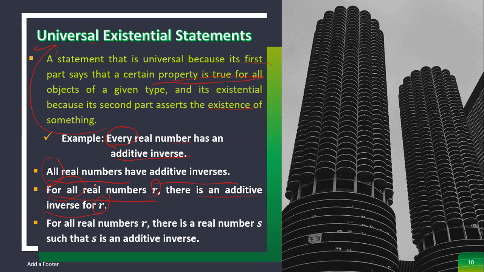Right? We can also rewrite this as for all real numbers R, there is a real number S such that S is an additive inverse. So this time, we use two variables. We represent R for real numbers and we represent S for the additive inverse. Again, there is "for all" for universal, and the existence of the additive inverse, that is for existential.